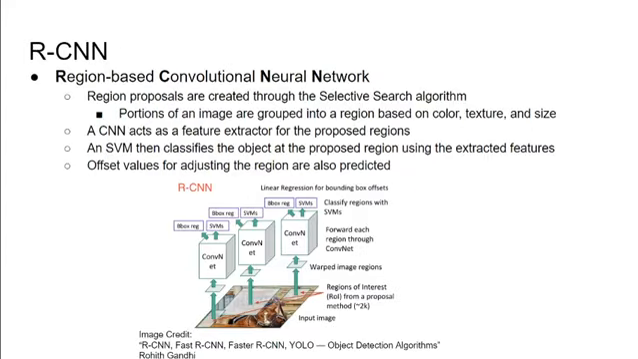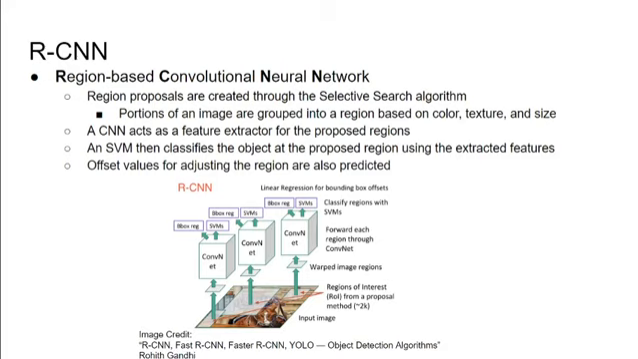So, our model architecture is an expansion upon an earlier RCNN. This is a region-based convolutional neural network. First, it uses selective search to propose regions. It does this by scanning an image and grouping portions based on color, texture, and size.